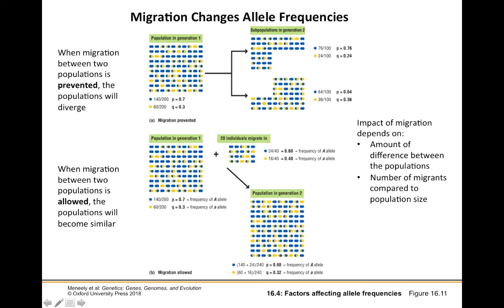And so the degree to which migration changes the population genetic structure is dependent upon the size of the difference between populations and the number of migrants compared to the original population that's being added to. If you have a really big population and a small number of migrants, even if those migrants have a very different allele frequency, it's not going to have that big of an effect because it's just a drop in the genetic bucket, so to speak.